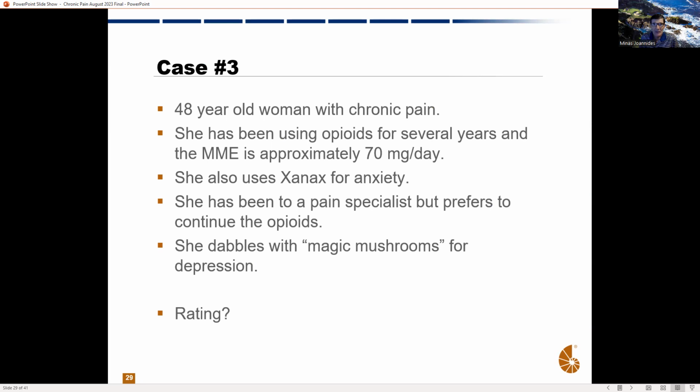So now there's the combination, the synergistic effect of benzodiazepines and opioids. Not a good combination. She's been referred to a pain specialist, but she prefers just to continue the opioids. So somebody is writing prescriptions for very large doses of opioids for this person. And she also dabbles with magic mushrooms for depression.